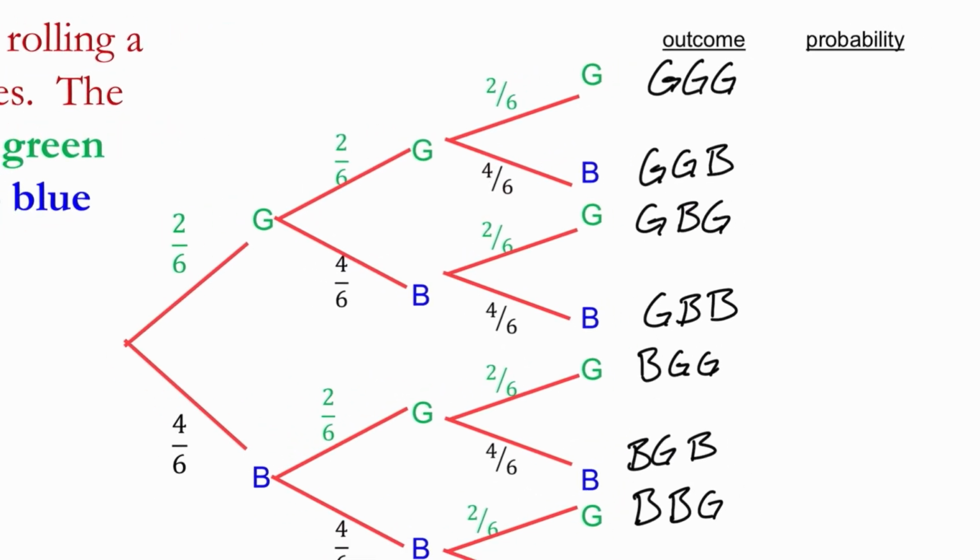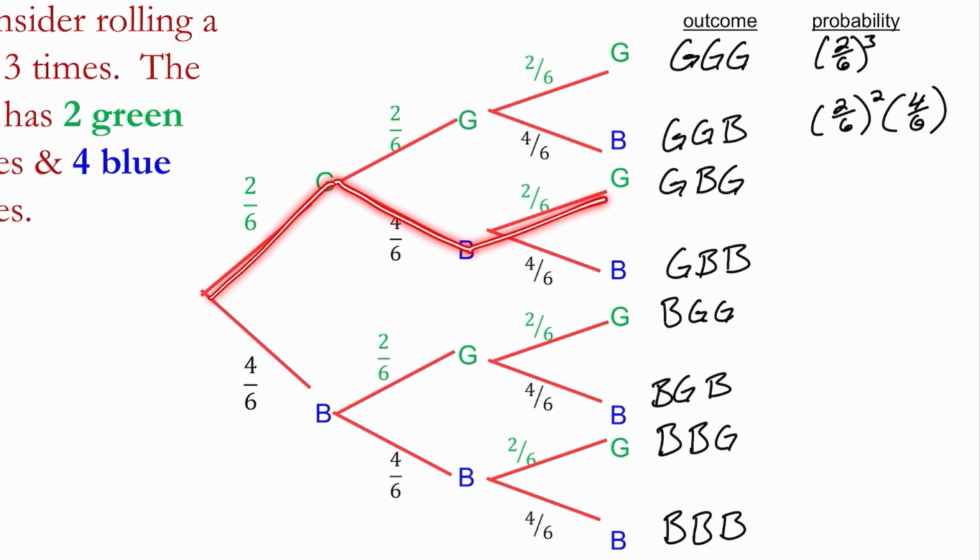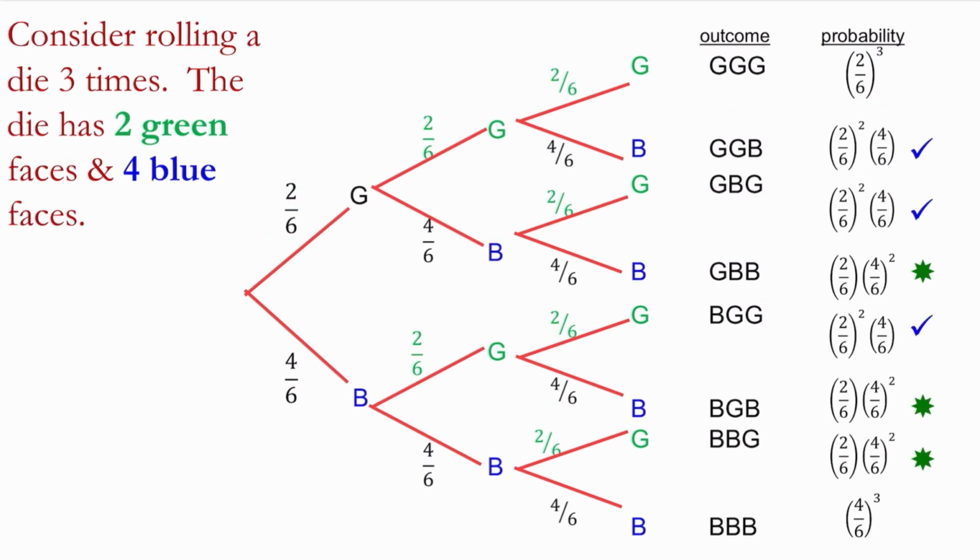Now, let's talk about the probability of each of these events happening. So green, green, green, well, that's going to be 2/6 times 2/6, so (2/6) to the third power. Green, green, blue would be 2/6 times 2/6 times 4/6. Then green, blue, green is 2/6 times 4/6 times 2/6. And so on and so forth until we have these totals here.